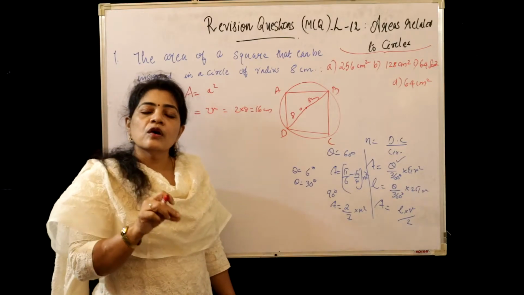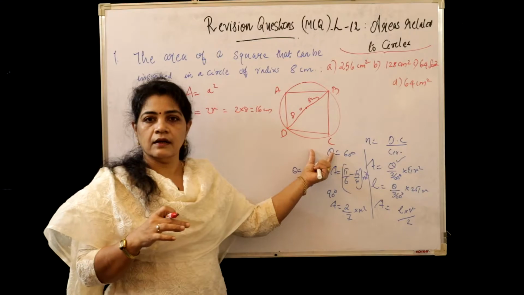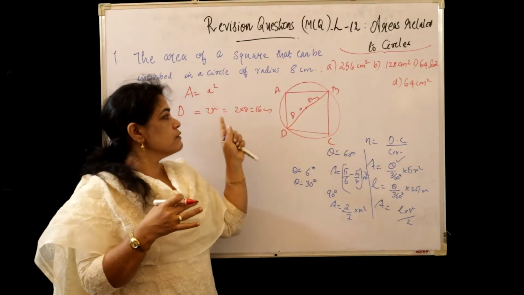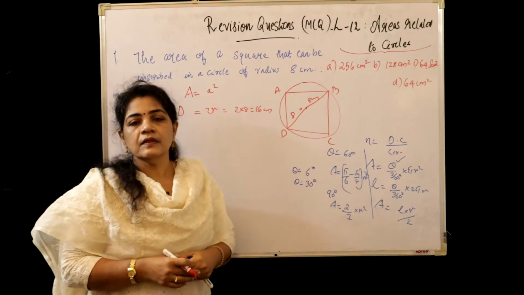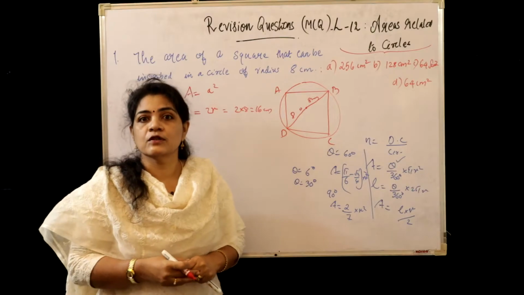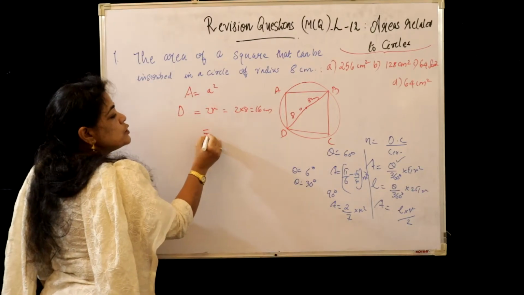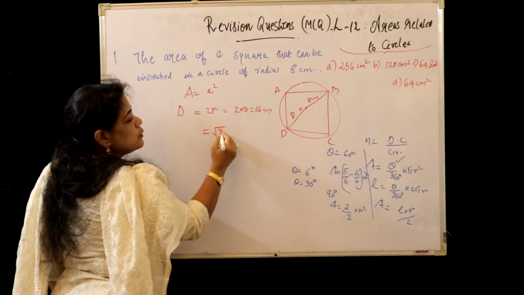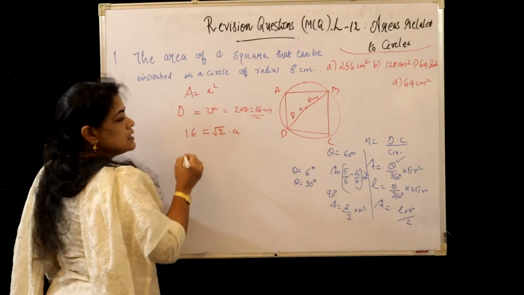What is the role of the diagonal in this question, children? Here the diagonal is also equal to the diameter, that is why we substituted 2R. See, we know the diagonal of a square. By formula, the diagonal of a square is equal to root 2 into A, and you can now equate that to 16.